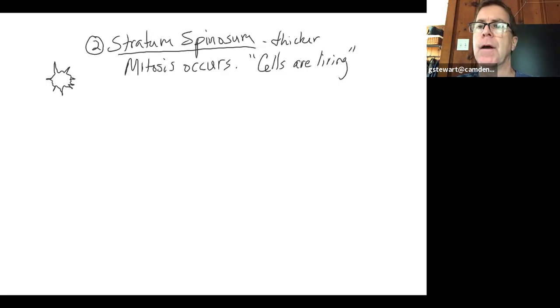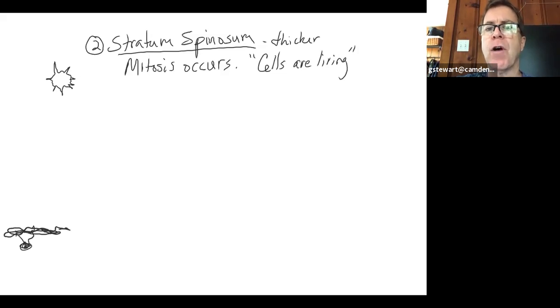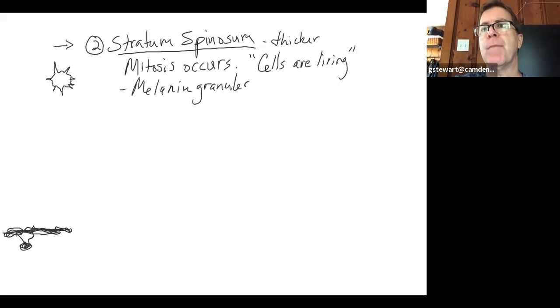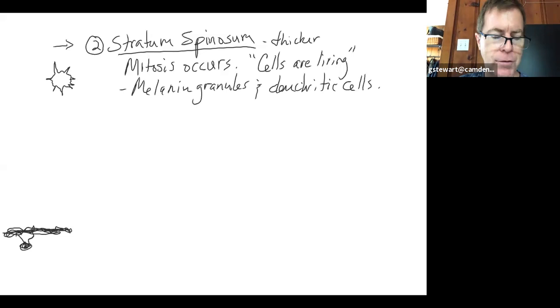Melanin granules are typically found at the base of this layer. So those melanocytes, when they ooze that pigment, it goes up into the spinosum layer as well. It sort of umbrellas or covers the basal layer. So we find actual melanin granules in the stratum spinosum layer. Dendritic cells are also found here. So I'm just going to write melanin granules that are secreted by melanocytes, and dendritic cells also camp out in this layer.